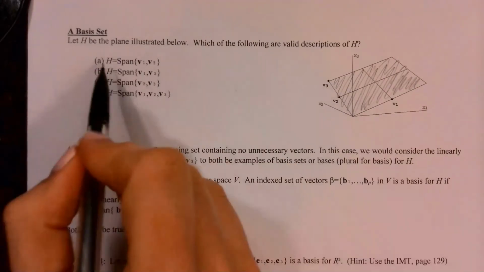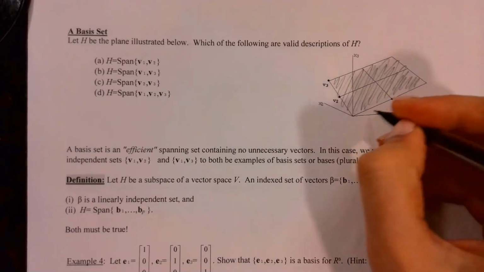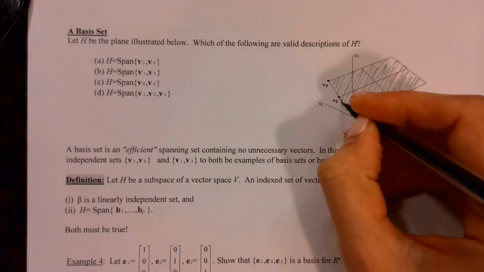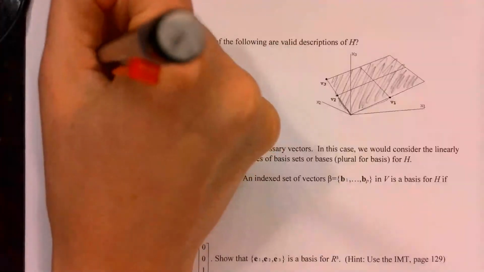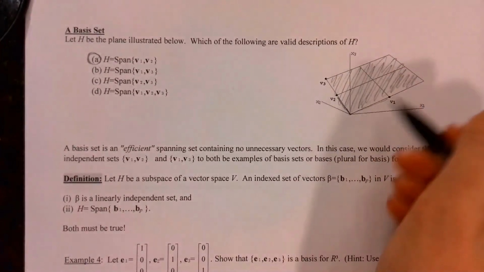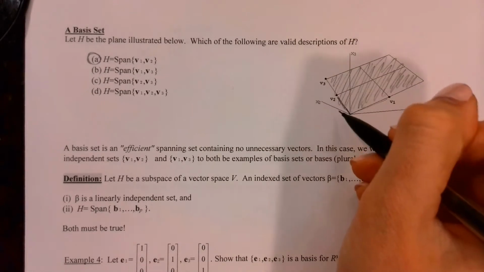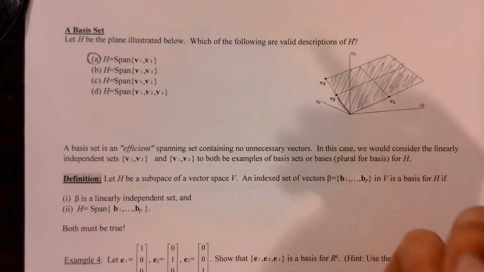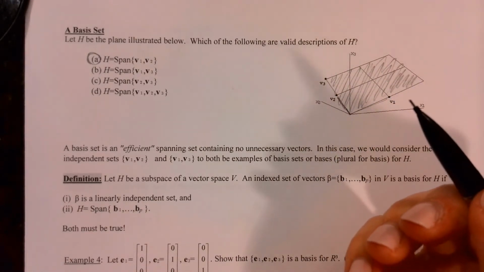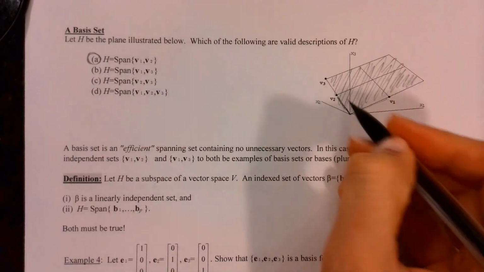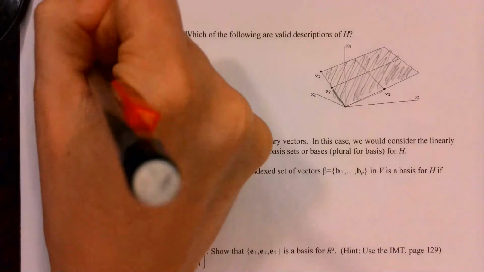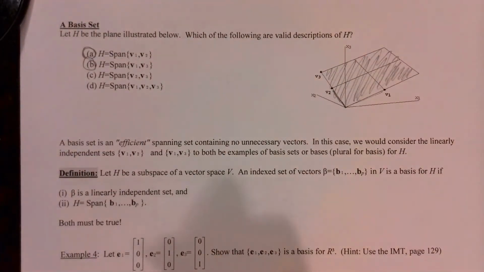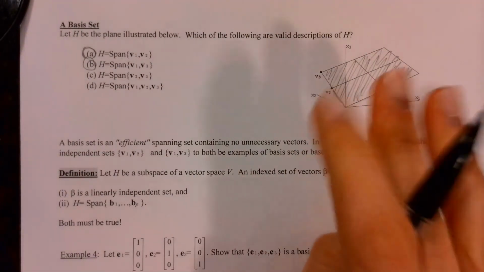So this says that H is a span of V1, which is here, and V2. Okay, and that's true. Those two vectors are linearly independent. I can see that one of them will cover this going this direction, the other one will cover this direction. So I would say that that's a description of H. I could also use V3 though, because V3 and V2 go along the same line. So I could substitute V2 in for V3 and say that this is also a valid description of the plane H.